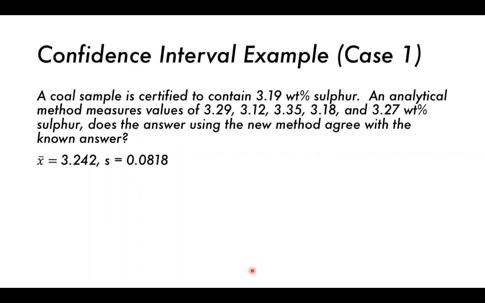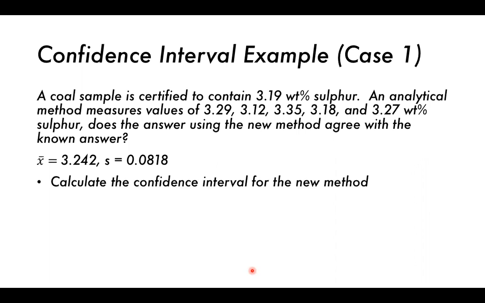So a coal sample is certified to contain 3.19 weight percent sulfur. Sulfur is a pollutant. And so whenever coal is used as a fuel, you want to make sure the sulfur values are quite low. So an analytical method measures values of 3.29, 3.12, 3.35, 3.18, and 3.27 weight percent sulfur. Does the answer using the new method agree with the known answer? So the mean of the sample is going to be 3.242 weight percent, and the standard deviation is going to be 0.0818.